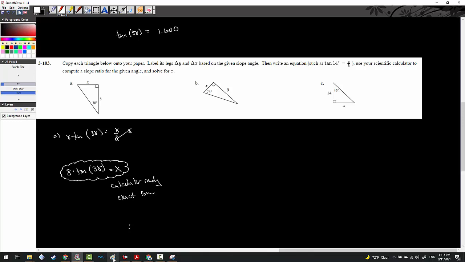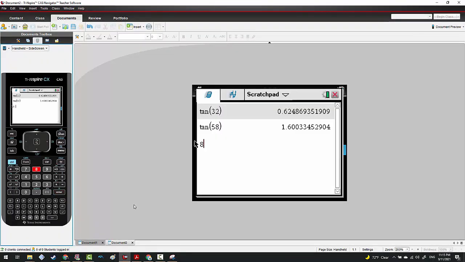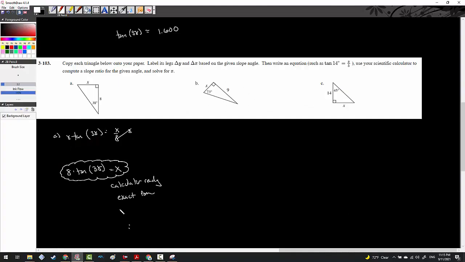So let's go and find out 8 times tangent of 38. Let's go and punch that in. 8 times tangent of 38. And, oh, the calculator gives me exact form. That's all right. I'll go to Control Enter. 5.601. So 5.601. And this is calculated form. So please make sure you guys are keeping the different forms straight. We will ask you for both of them on future quizzes at any moment.